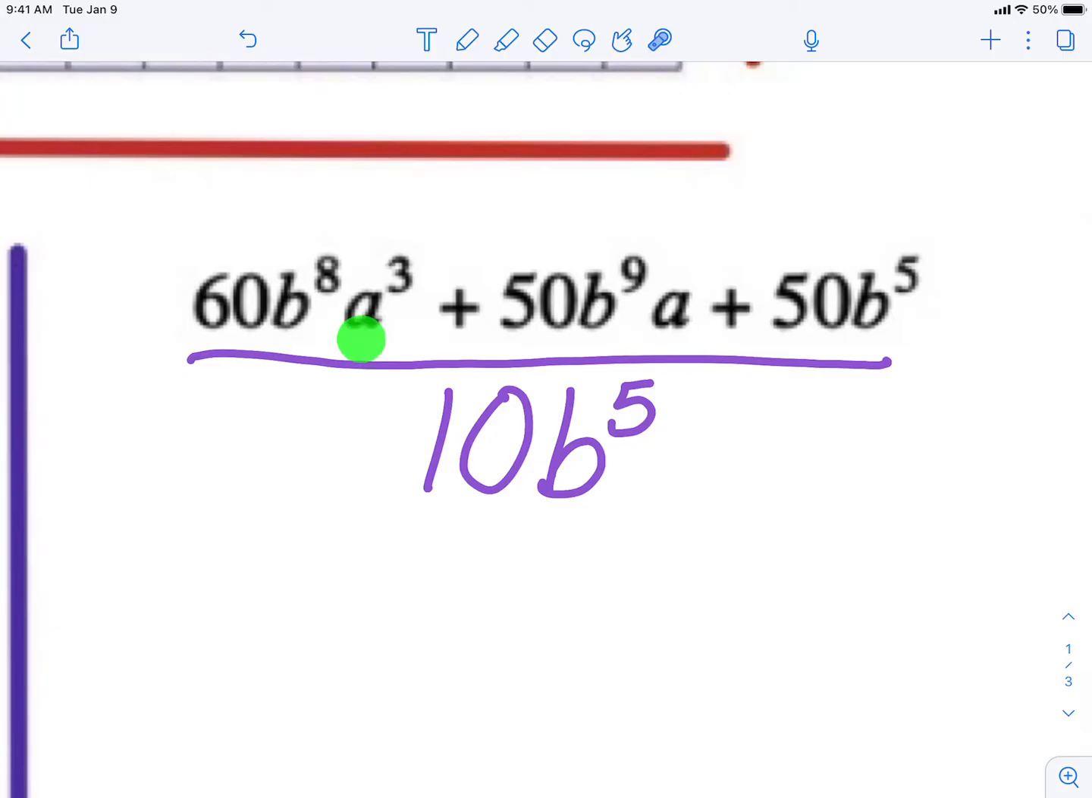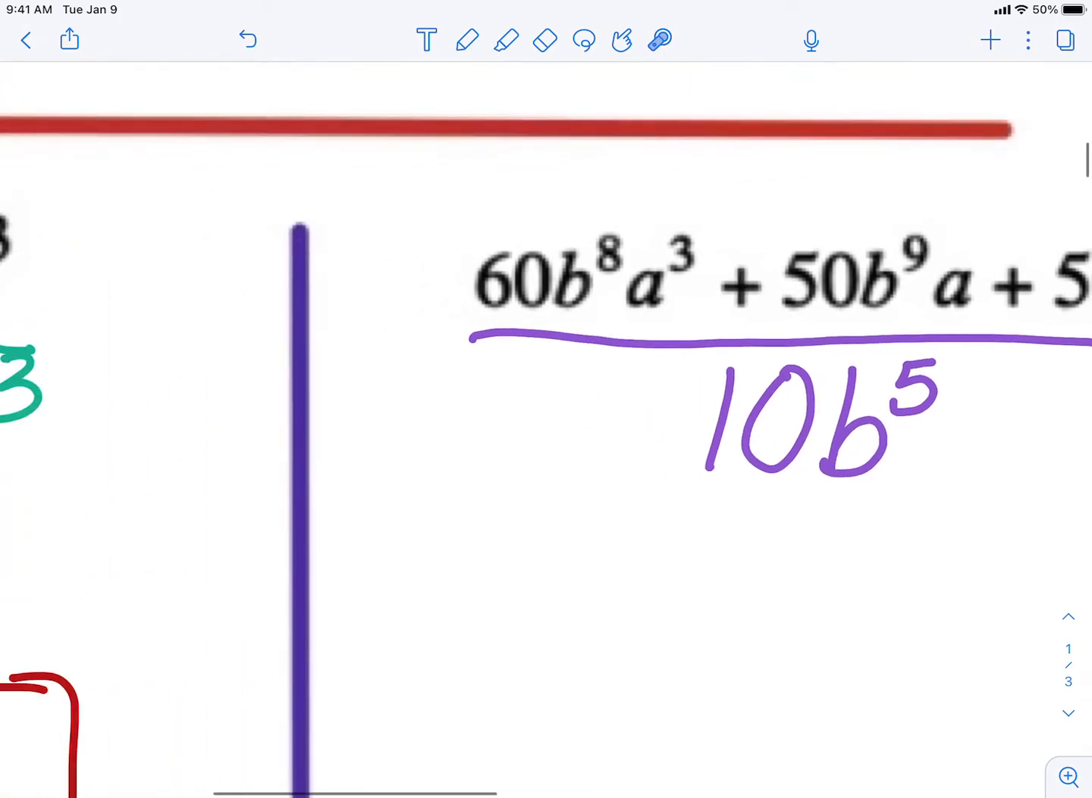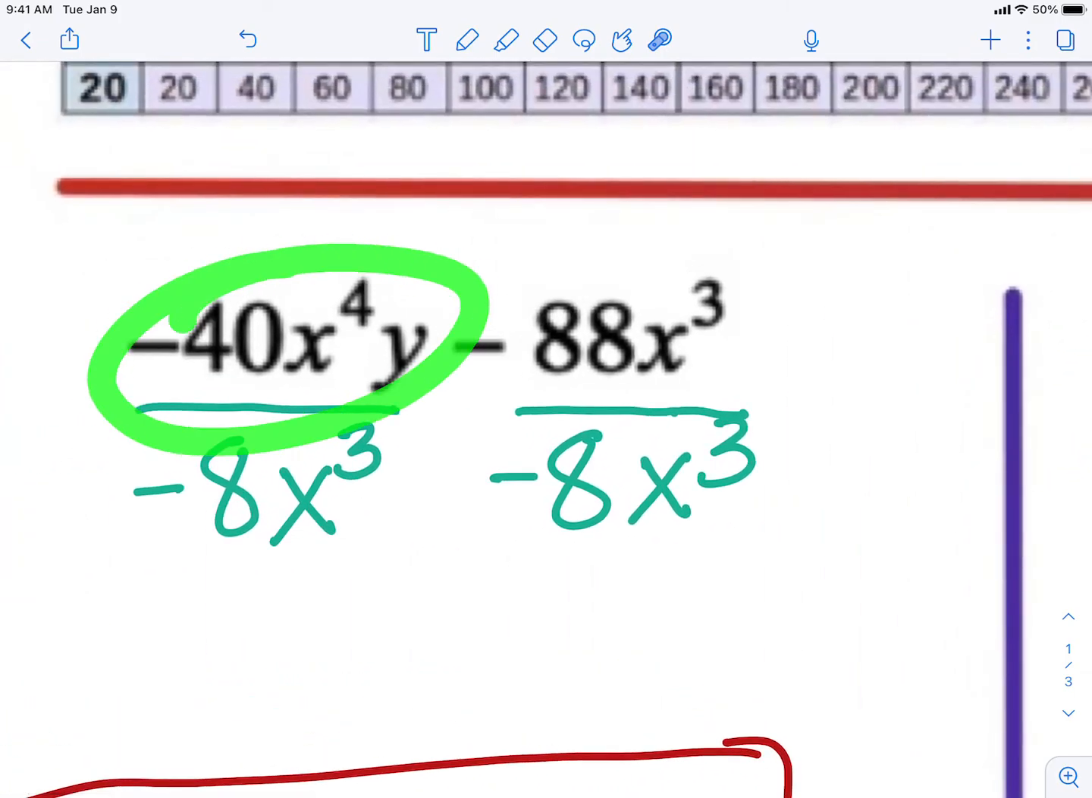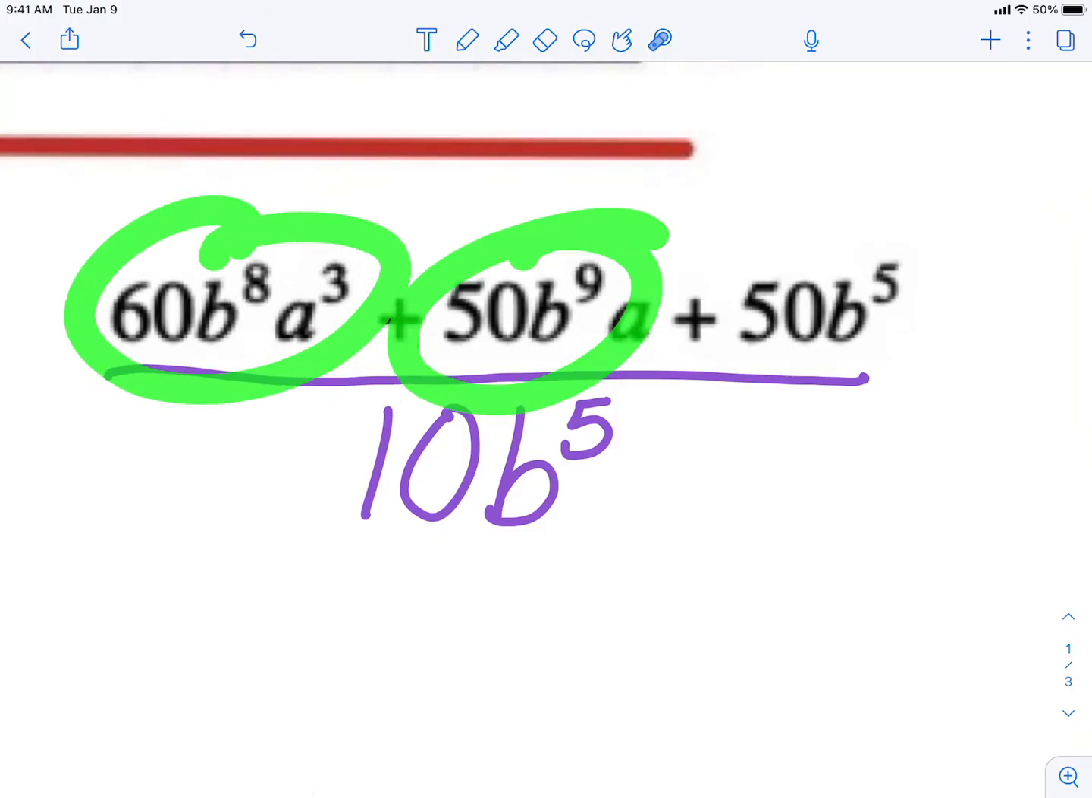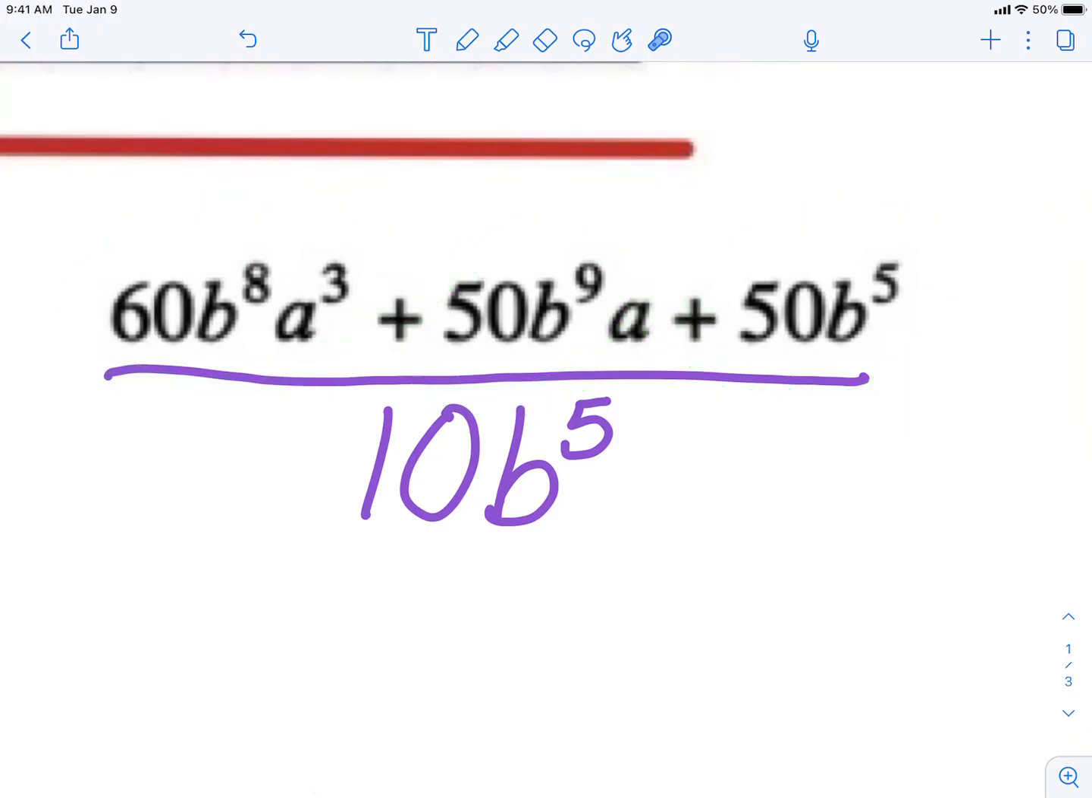Now, I see an a here, okay, in the first term. I see an a in the second term. But look, I do not see an a in the third term. So I do not take out a, everybody. Remember, common means all 3 have to have that thing in common. In this first example, it was only 2 terms. So I only had to find what 2 terms have in common. In the second example is 3 terms, so I have to find what all 3 have in common. And what they have in common is 10b to the 5th.